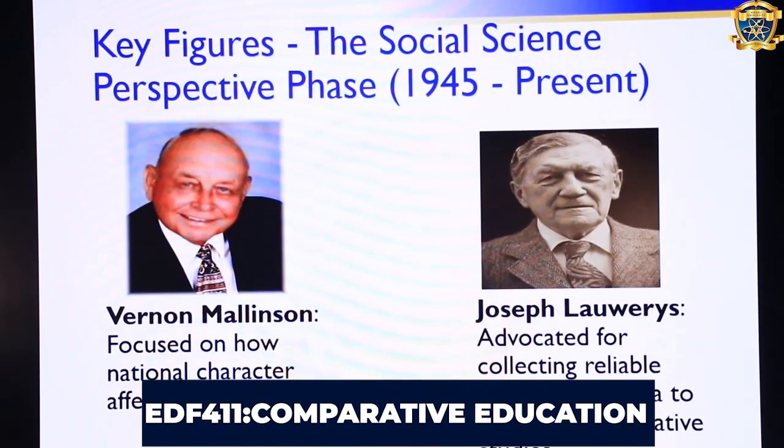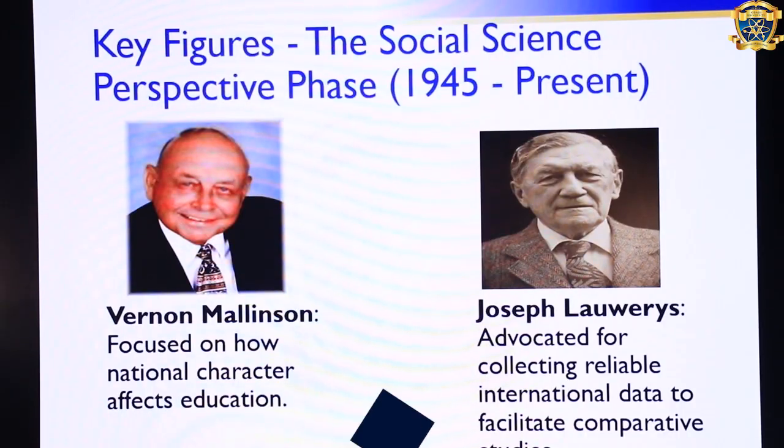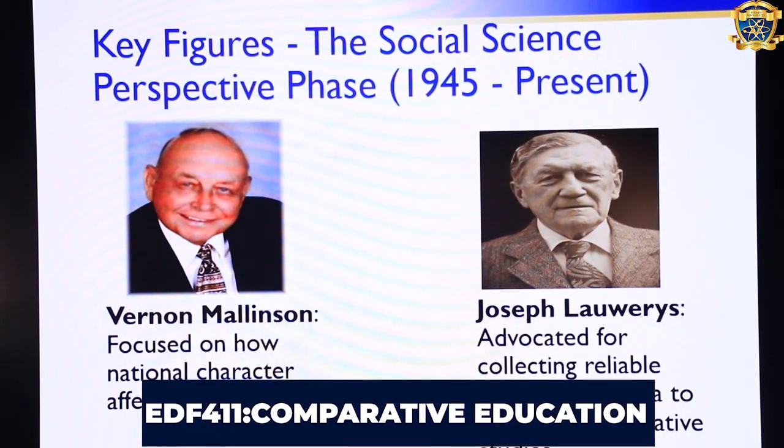Now, a few important figures can be discussed alongside that phase, but one of them is Vernon Mallinson. Remember, he gave us one of the definitions of what comparative education should be. And he focused on how national character affects education, the national character. And then we have Joseph, who advocated for collecting data that was reliable. This data would then be used to facilitate comparative studies.